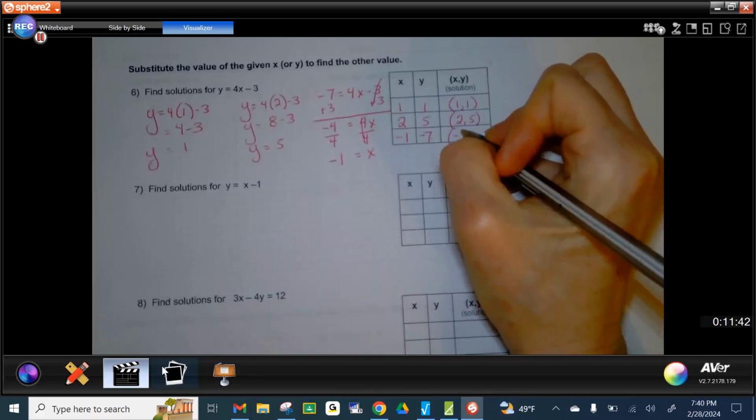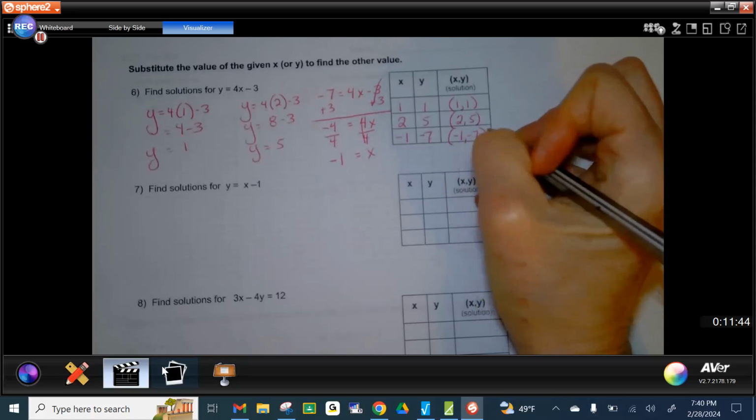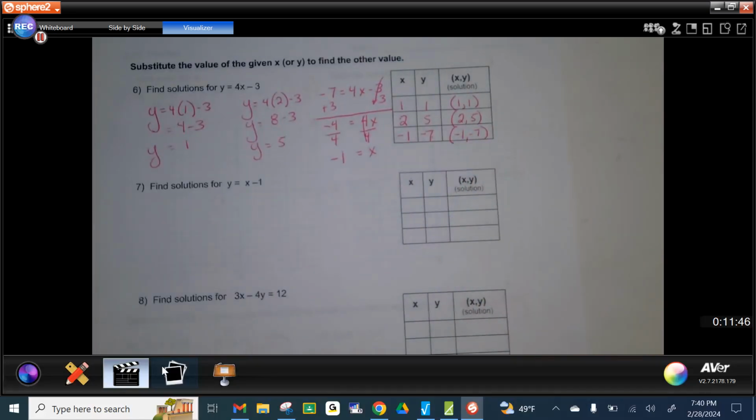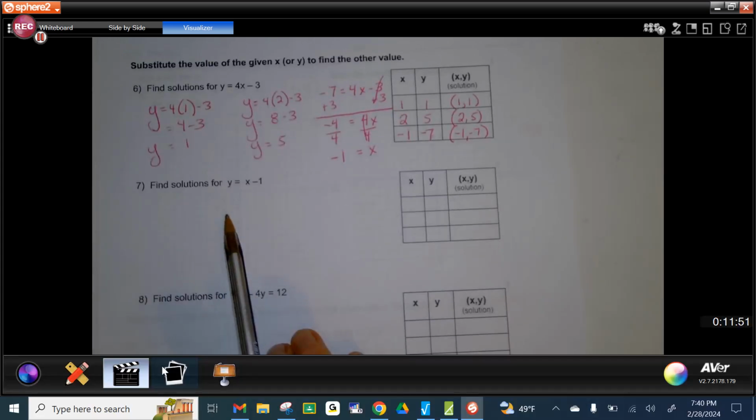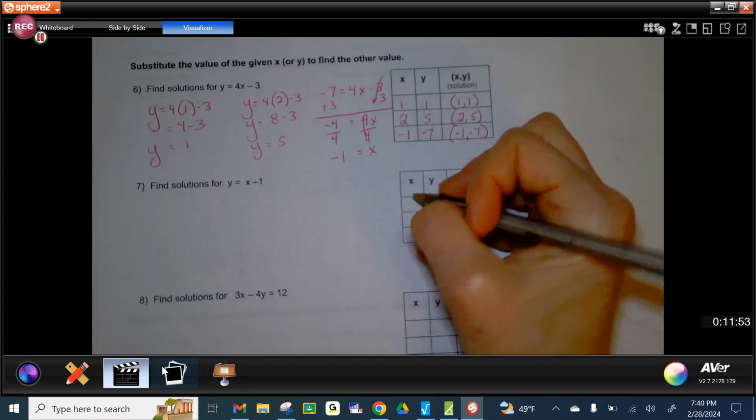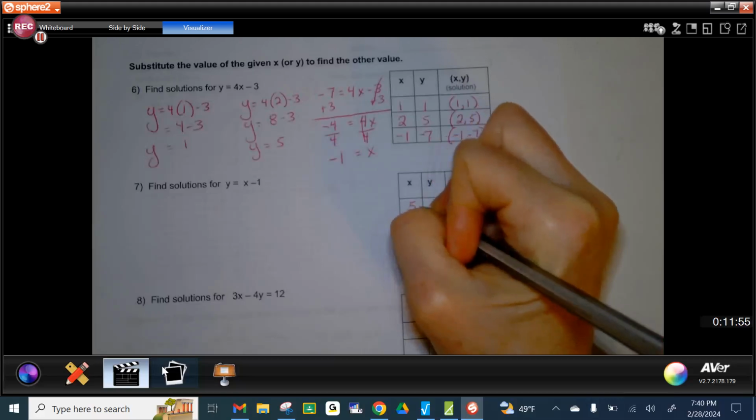And our coordinate point looks like that, our ordered pair. Okay. All right, so now you're going to try it for number 7. I'm going to give you some values, and you're going to try it for number 7. I'm going to put 5 in here.